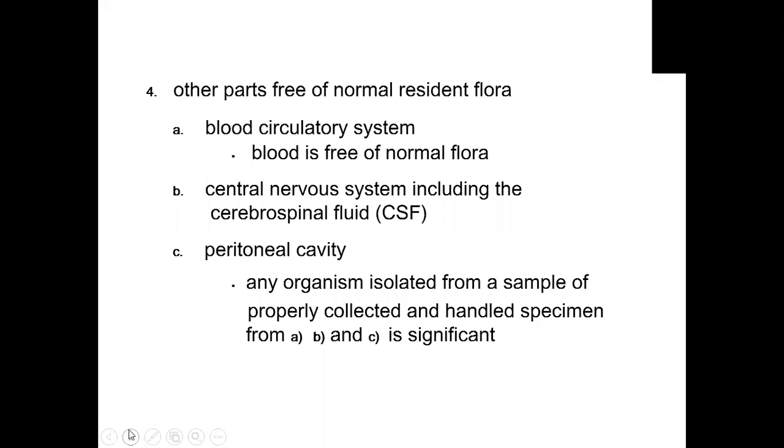And then the central nervous system, the specimen that is encountered from there is cerebrospinal fluid, and there should be no bacteria in it as part of the normal flora. And also the peritoneal cavity, the peritoneal fluid should have no resident normal flora. So these are important because any organism isolated from a properly collected and properly handled specimen from these sites, the blood, the CSF, the peritoneal fluid, should be significant, even if it is an organism that is usually regarded as normal flora elsewhere.